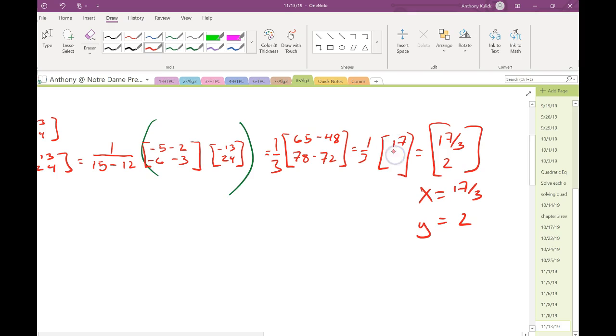That's a 6. We were talking about that right there. Is a 6. 78 minus 72 is 6. I did the scalar multiplication. 1/3 times 17 is 17 over 3, and then 1/3 times 6 is just 2.